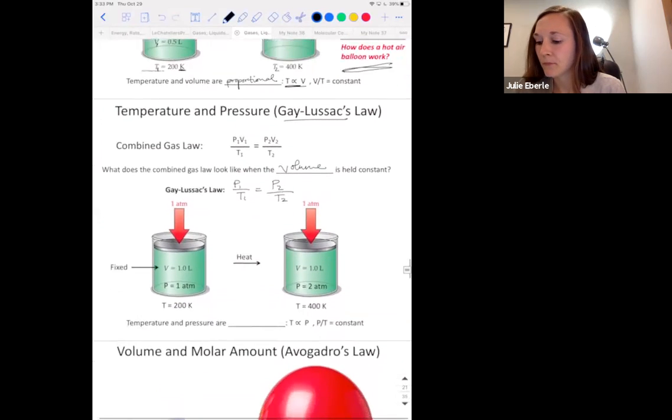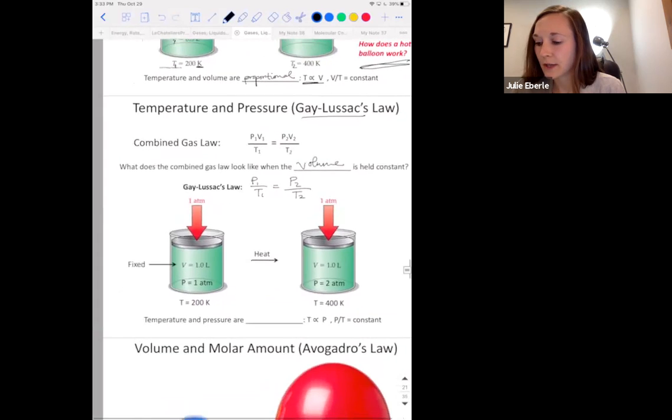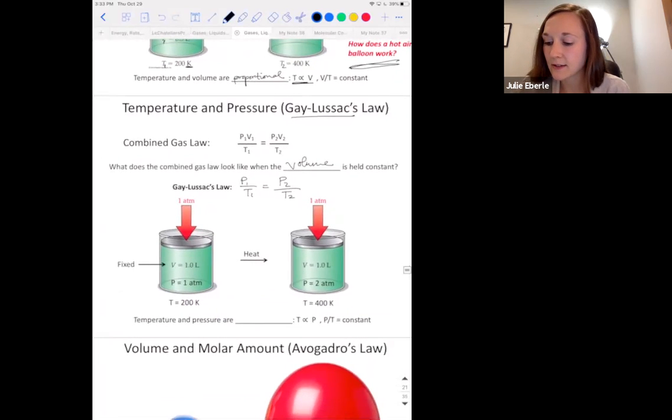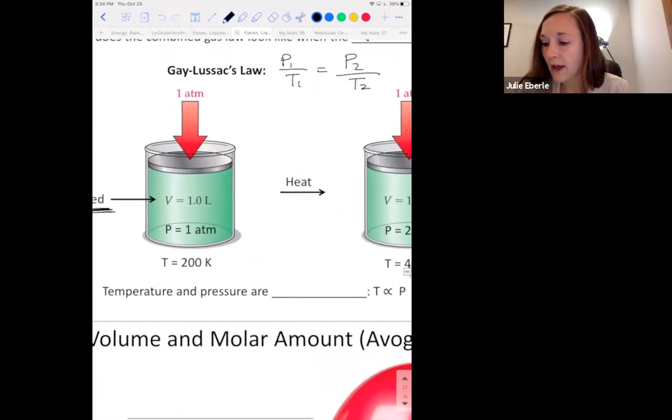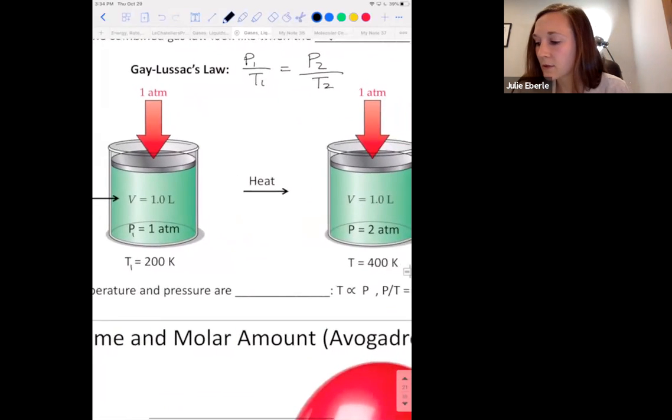All right. So here, because volume is fixed, we're not changing the lid on our container. We're going to keep it fixed in place. And then we're going to see if we change temperature, what happens to pressure. So initially, we have P1 and T1, 1 atm, T1's 200 Kelvin. If we heat the gas up to 400 Kelvin, what happens to the pressure? We see that the pressure doubles as well. If we double temperature, we double pressure.